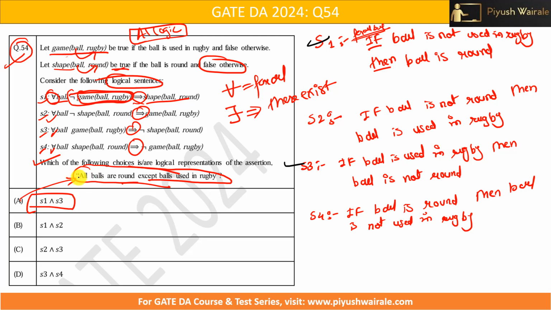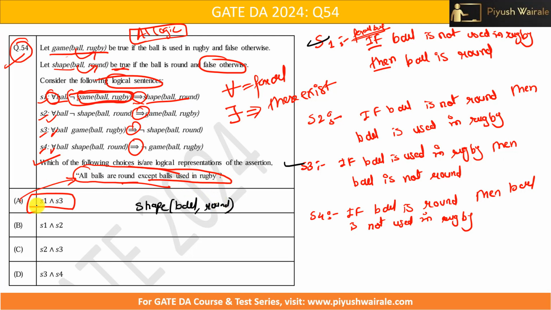So what do you understand by this particular statement? All balls are round. Okay. So I can say that the shape of ball is basically what? Round. Okay. Except the ball used in rugby.